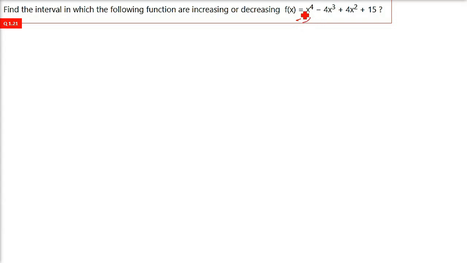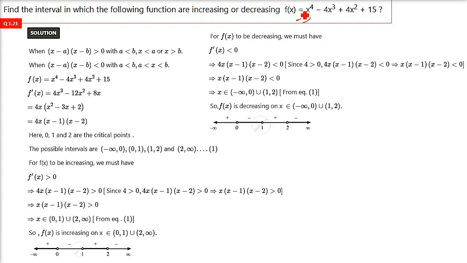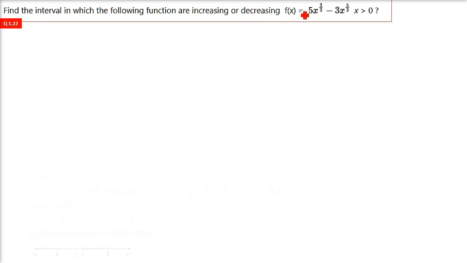So again, x to the power 4. You are well versed now and you know how the logic works here. This seems to be a different question, but we are going to solve it in the next part.